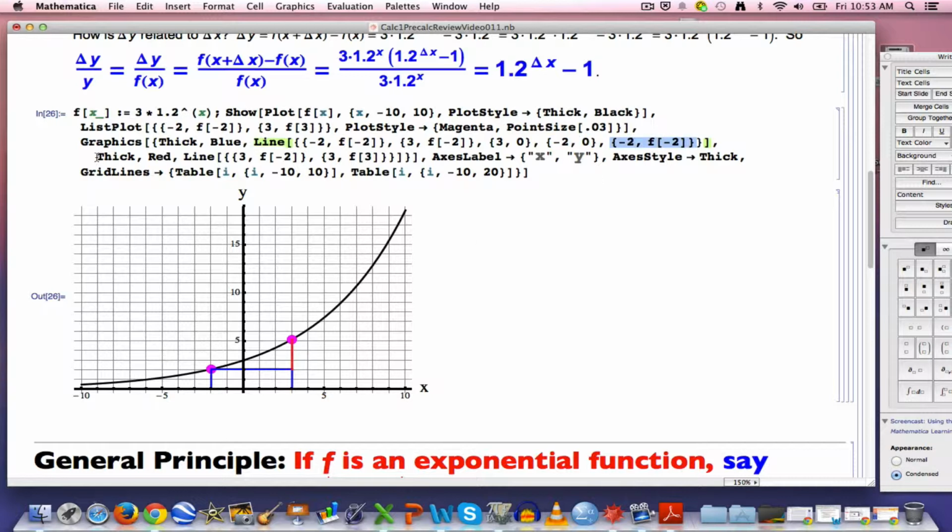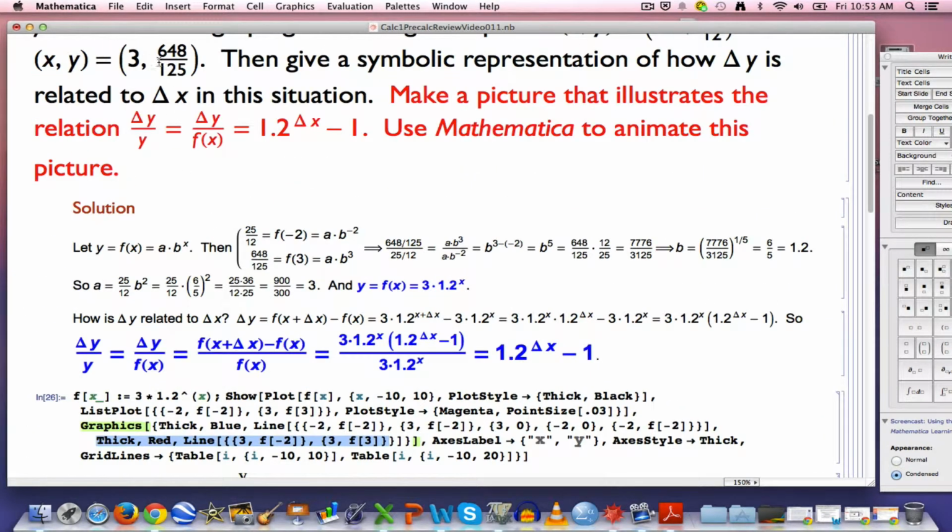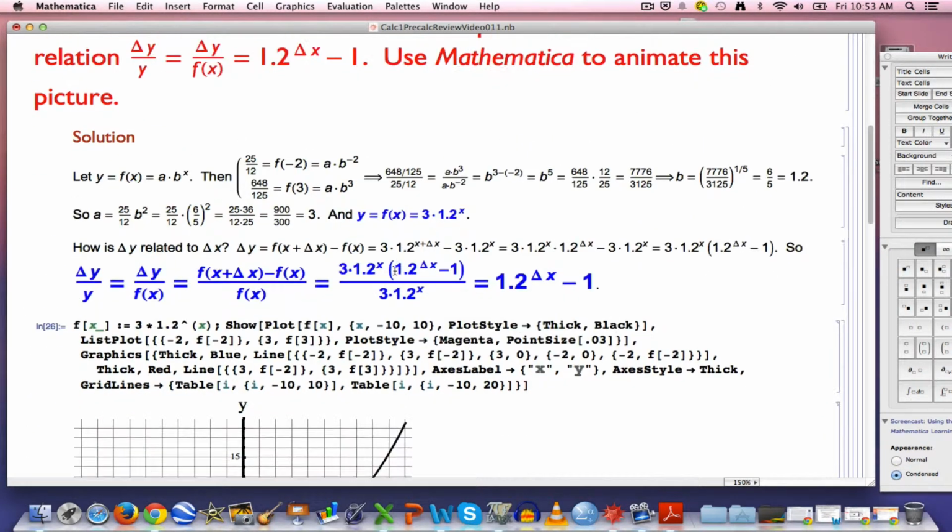I continued the Graphics line here with a thick red line going from 3, f of -2 right here, 3 comma 25 twelfths, up to this point in the graph, 3 comma f of 3, which is 3 comma 648 over 125, was this second y-coordinate there.